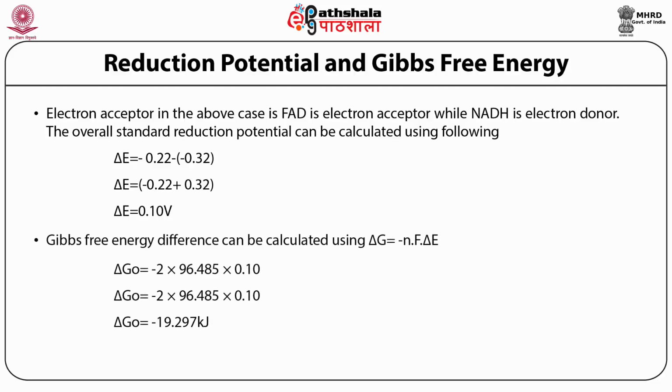So in this way we can calculate the delta E difference, and that delta E difference can be converted into the delta G difference by using the Nernst equation, by putting in the number of electrons transferred here, n, which is 2, and the Faraday constant, which has a value of 96.485 kilojoules.